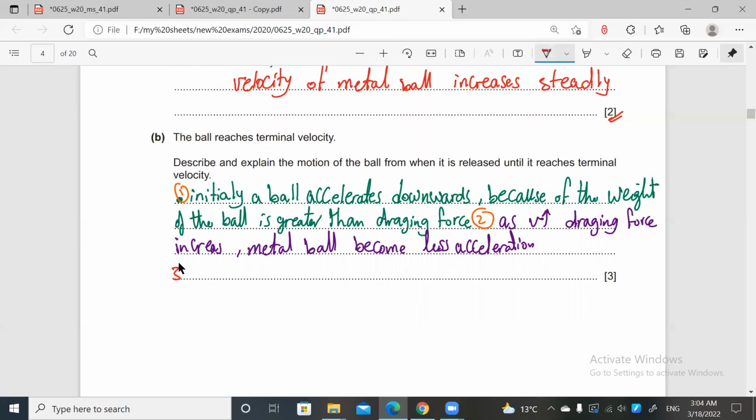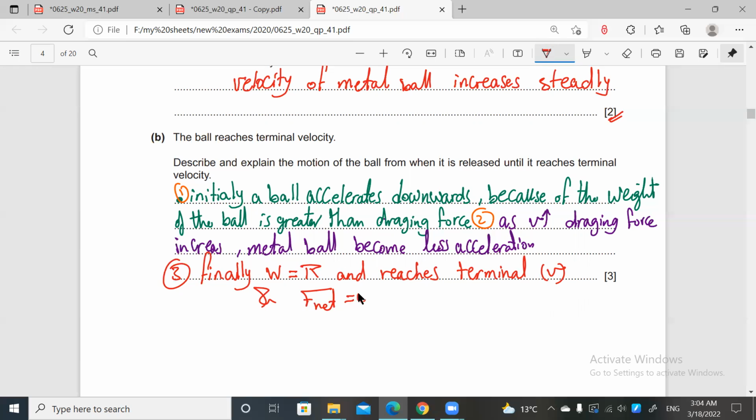And the third stage, which is the third mark, I will say finally the weight of the ball becomes equal to the resistive force or the dragging force and reaches terminal velocity, okay? And the net force equals 0 and acceleration equals 0 and the velocity becomes constant, okay? That's question number B.